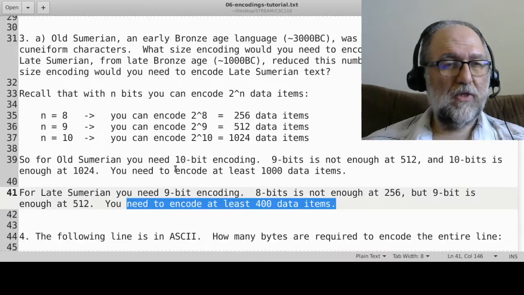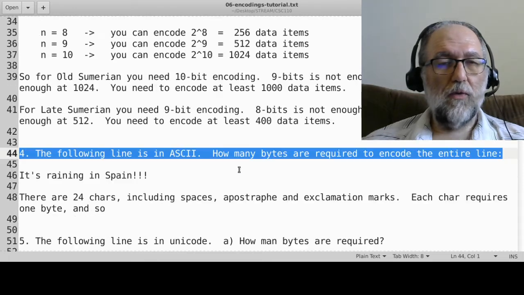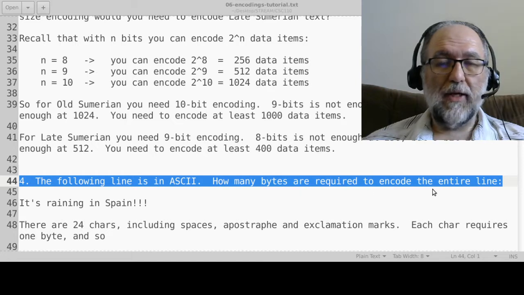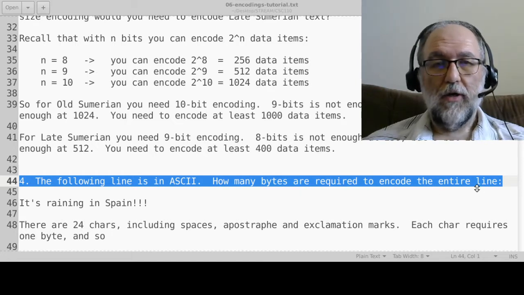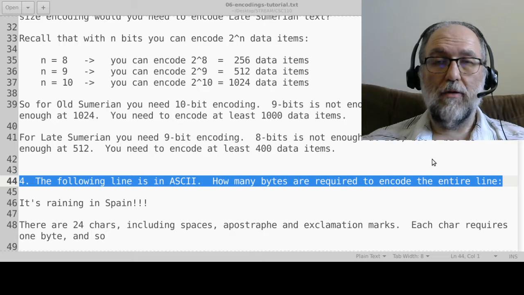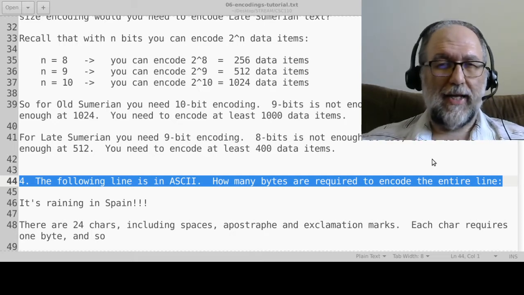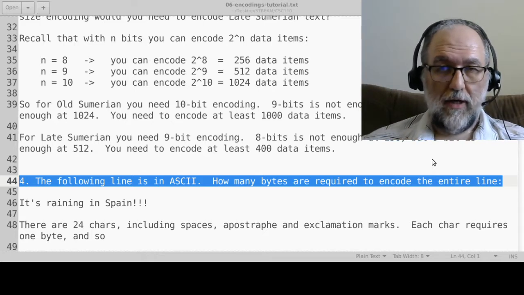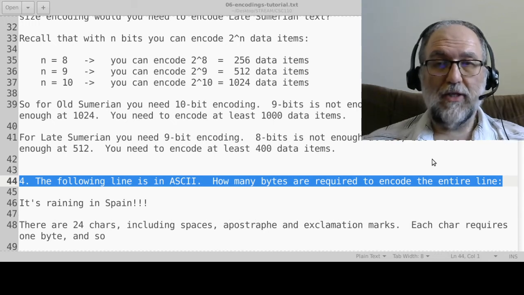Okay, let's move on to the next question. The following line is in ASCII. How many bytes are required to encode the entire line? Now remember, if I just say ASCII, assume I mean extended ASCII, because that's the only ASCII that we use today. The older ASCII is not used anymore. That means 1 byte per character. So all you have to do to answer this question is count the number of characters in that sentence, and that's how many bytes you would need.